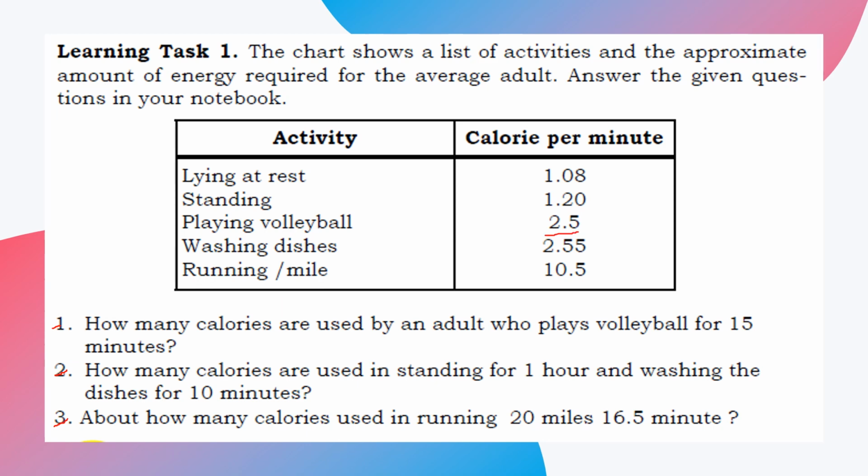So, anong gagawin mo para masagutan ng number 1? Ibig sabihin, kung 2.5 calorie per minute ang nare-require sa isang adult in playing volleyball at siya ay naglaro for 15 minutes, anong gagawin mo? Ibig sabihin, imumultiply mo ang 15 sa 2.5. And sa number 2 at number 3 ay almost the same din ang gagawin mong pagsasagot.